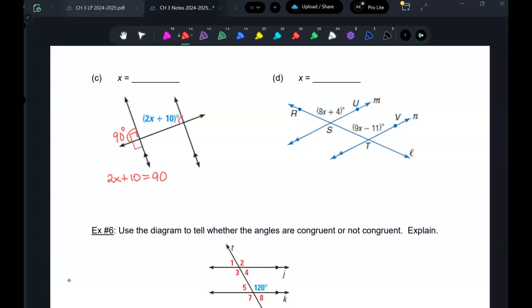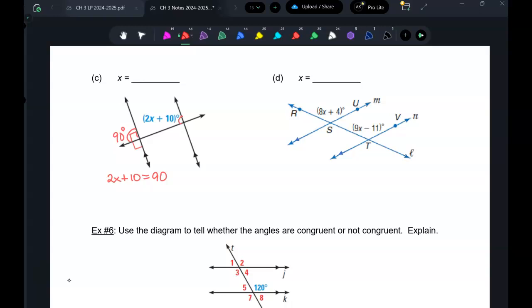Why is the other box a right angle too? Why is this one also? Because they make a linear pair. So if this is 90, the other side has to be 90.